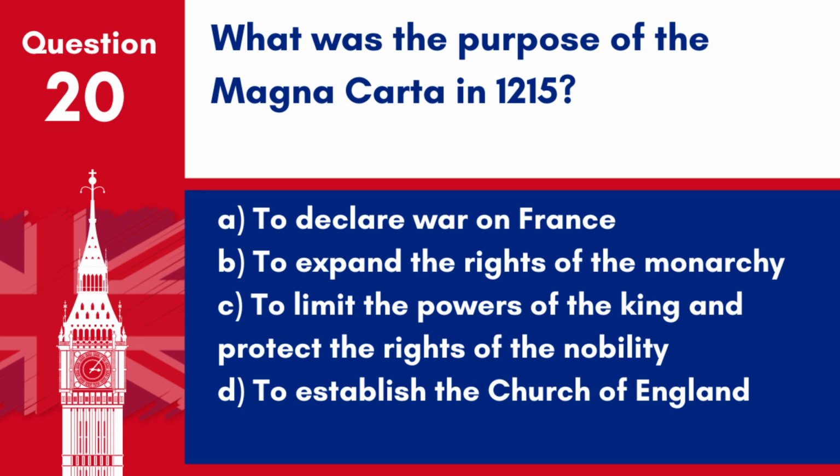What was the purpose of the Magna Carta in 1215? A. To declare war on France. B. To expand the rights of the monarchy. C. To limit the powers of the king and protect the rights of the nobility. D. To establish the Church of England. Answer C. To limit the powers of the king and protect the rights of the nobility. The Magna Carta was a landmark document signed in 1215 that limited the powers of the king and laid the foundation for modern democracy by upholding the rights of the nobility.